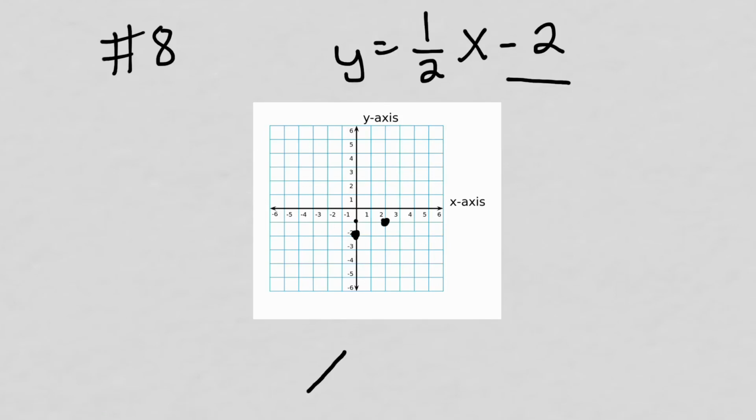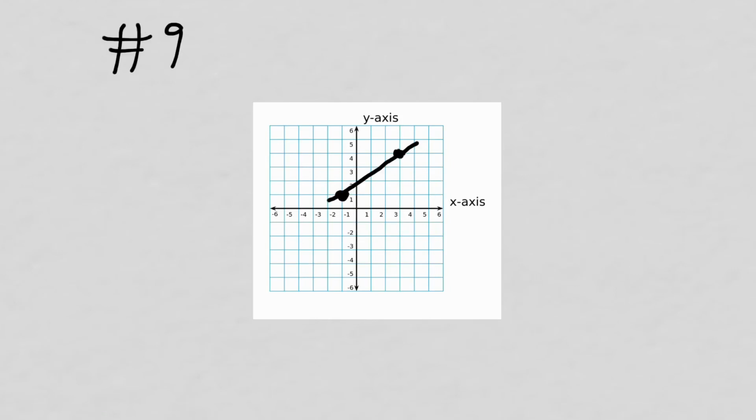Okay, we could keep doing that too. Rise of 1, run of 2, rise of 1, run of 2, but you get the point. The line is going to look like that. I'll make it better. All right, the answer on your worksheet is going to be B. B will be your best match.